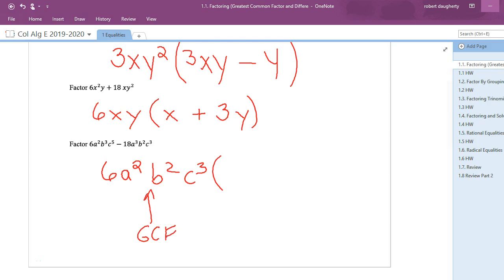So what do you multiply 6 by to get a 6? 1. And Jessica's question, well, can you just write that down? Yeah, if you need to, write a 1 down there. Yeah, that's fine. You can say, okay, that's a 1.